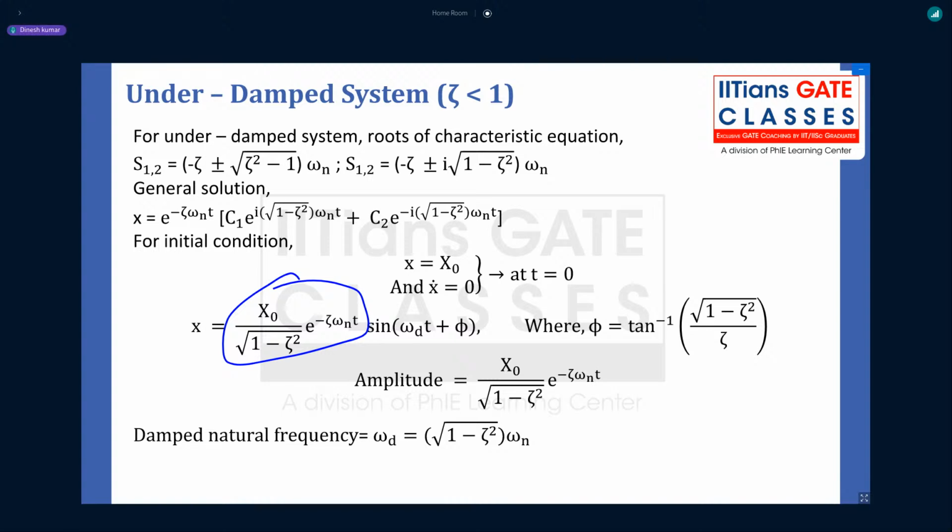Exponential. Okay, so this is the amplitude of vibration. And what is this phi? Phi is the phase angle. It is given by tan inverse of under root of 1 minus zeta square by zeta.